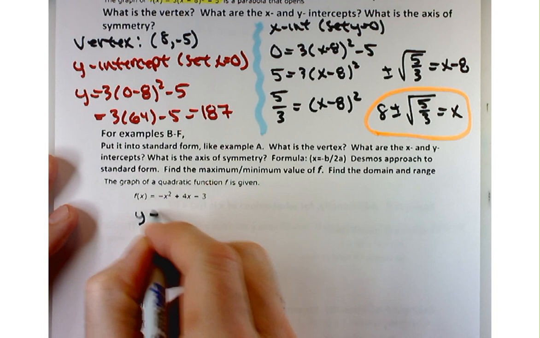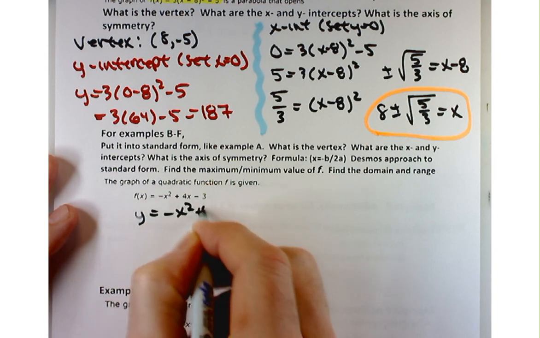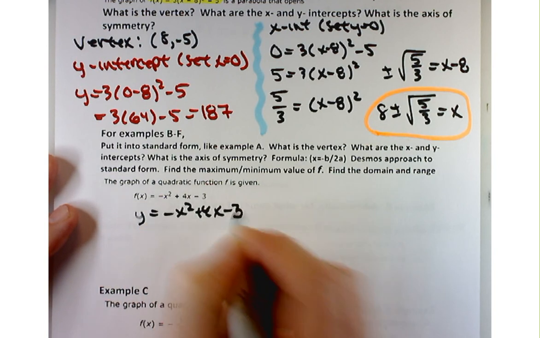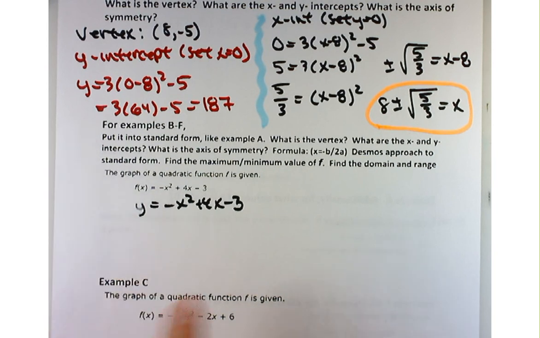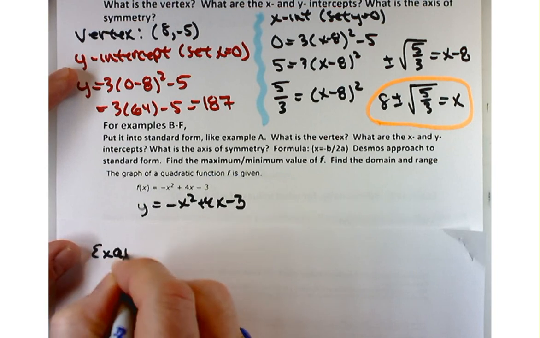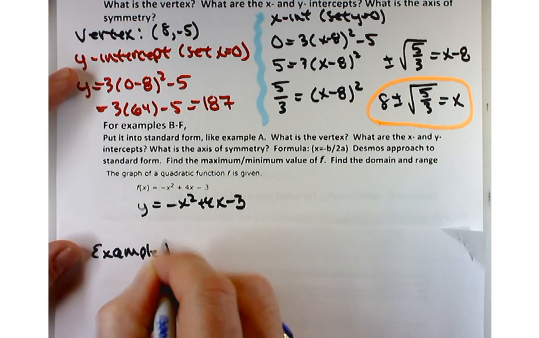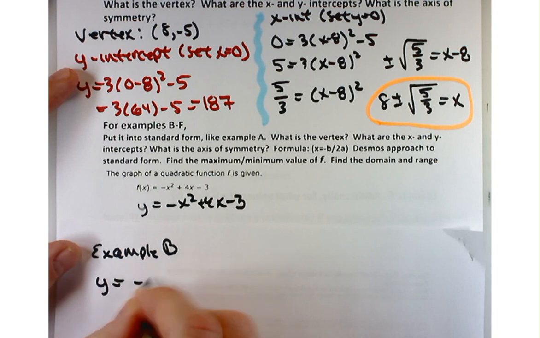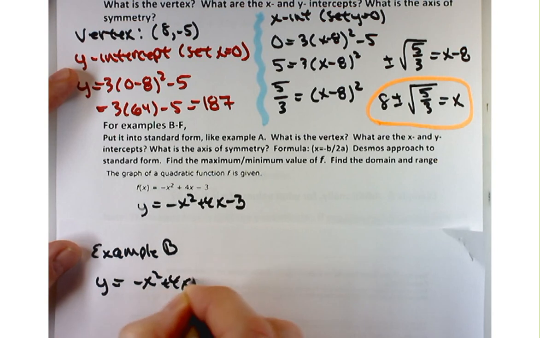Y equals negative x squared plus 4x minus 3. This isn't exactly in the right form just yet. In fact, you know what? I think I'm going to do this one over here. So this is example B. Y equals negative x squared plus 4x plus 3.